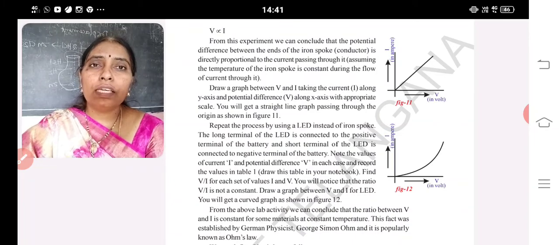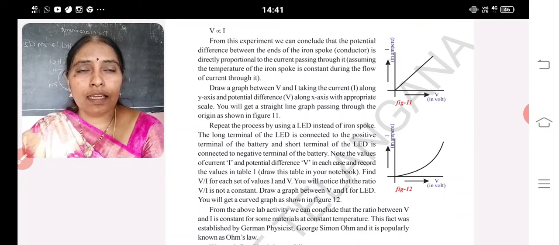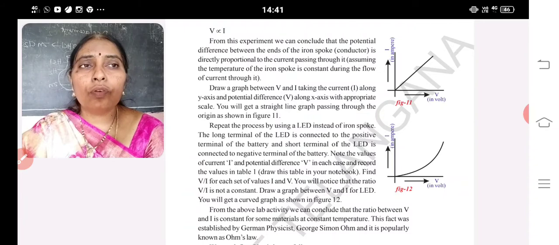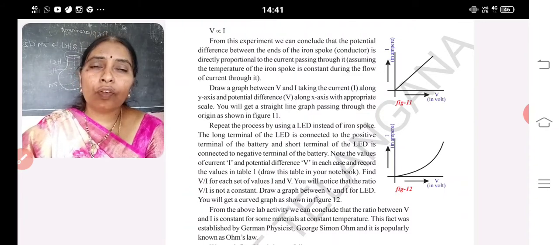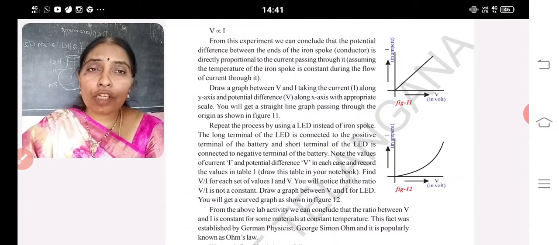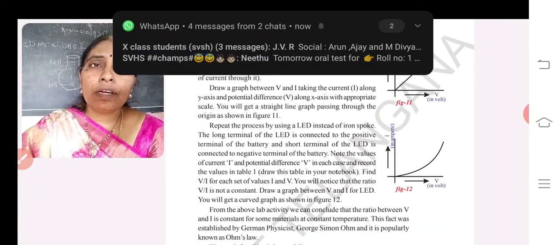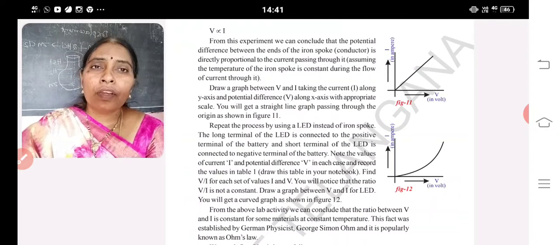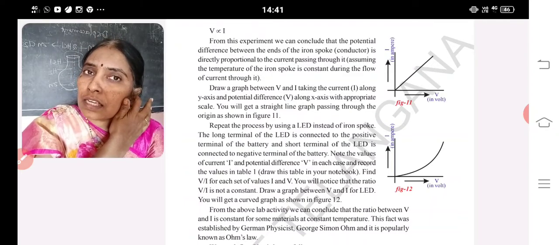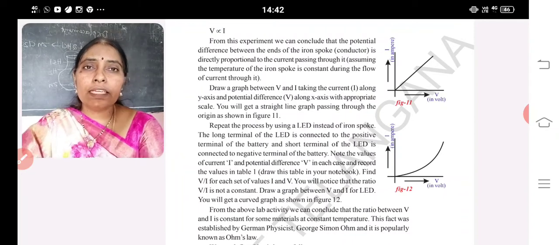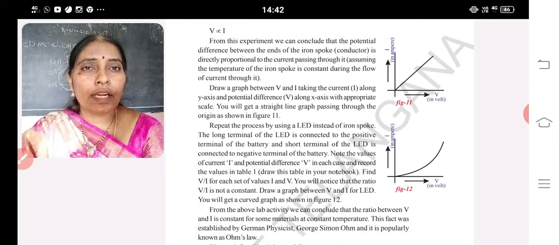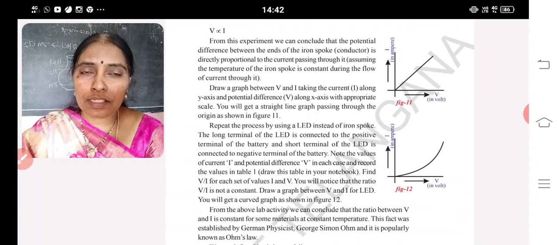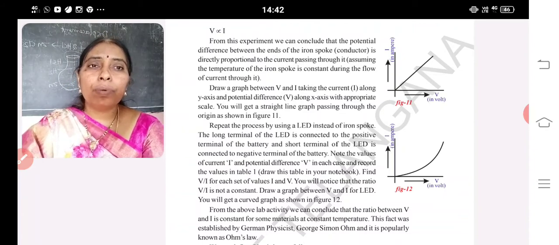We can draw the graph by taking potential difference on the x-axis and current on the y-axis. In the case of metals and iron spoke, we got a straight line, but in the case of LED, we got a curve. The straight line shows that as the potential increases, the current also increases. But in the case of LED, as the potential is increasing, the current does not increase proportionally. So LED is not obeying Ohm's law. So LED is known as a non-ohmic conductor, and metals are known as ohmic conductors.